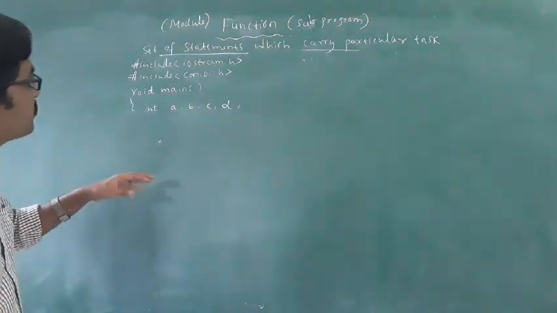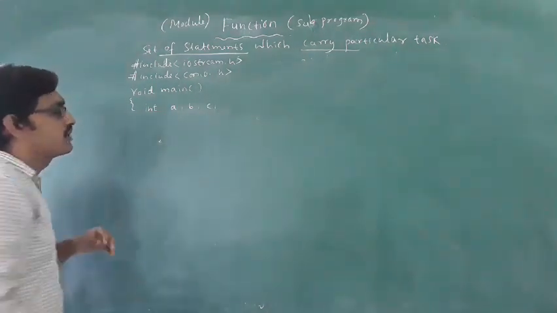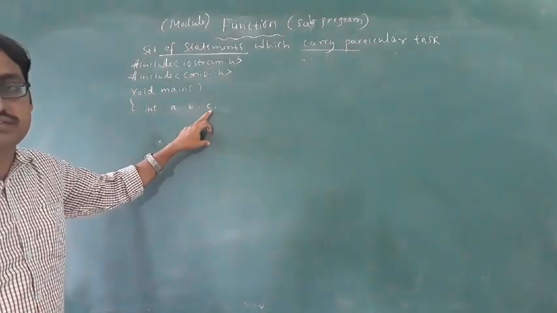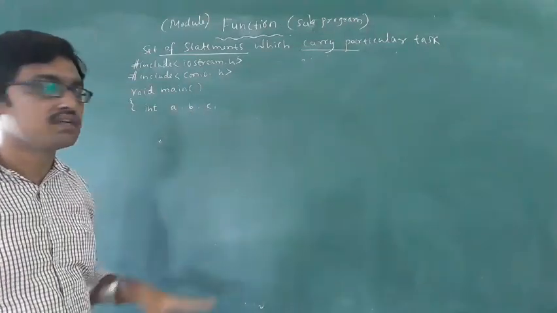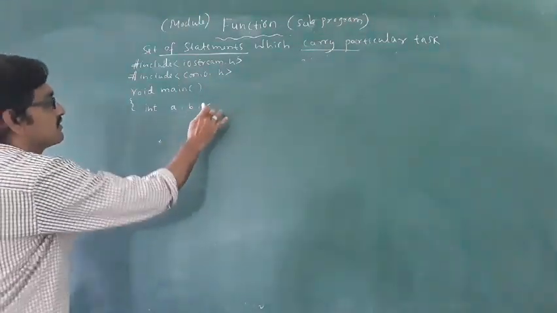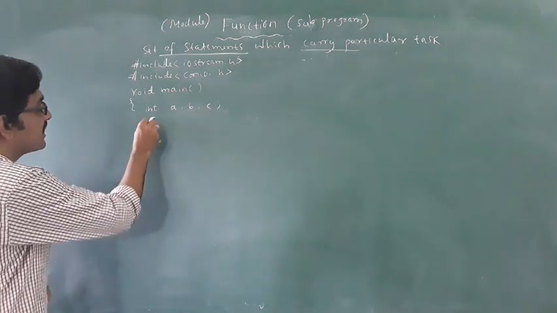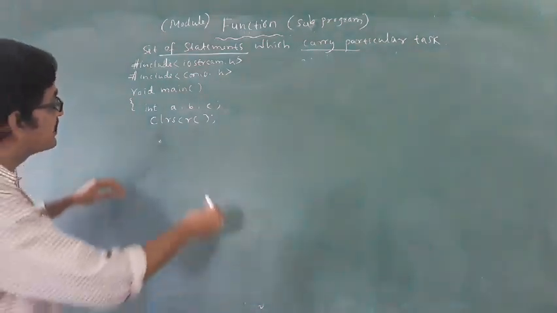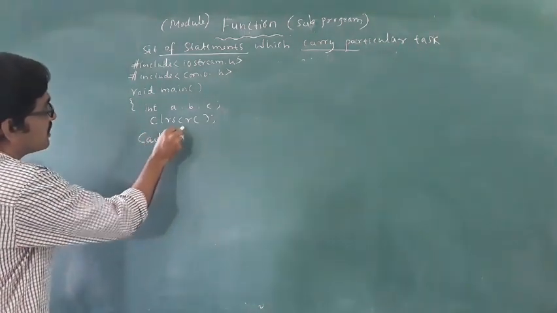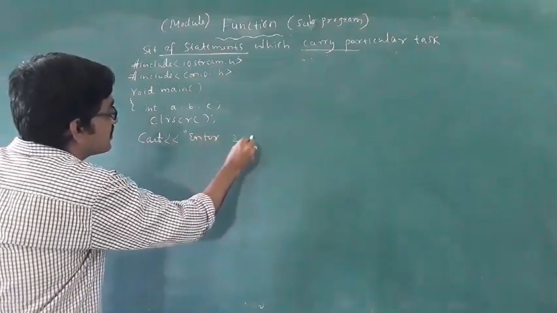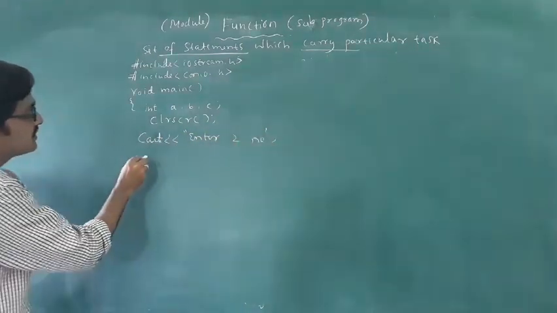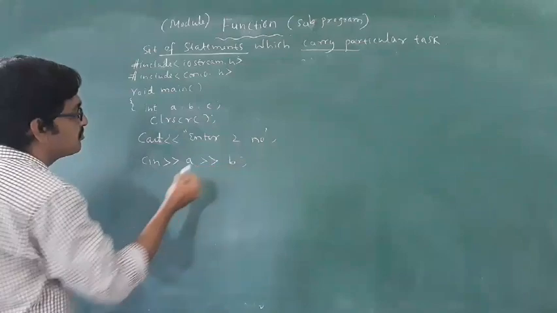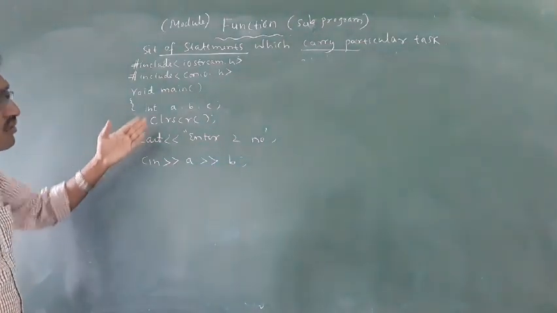For example, I am taking the addition of two numbers program. We want a and b, and to store the result we want c. Normally, without using any function, I am writing the program. Normally you write like this: clrscr, then cout enter two numbers, then cin a, then b.